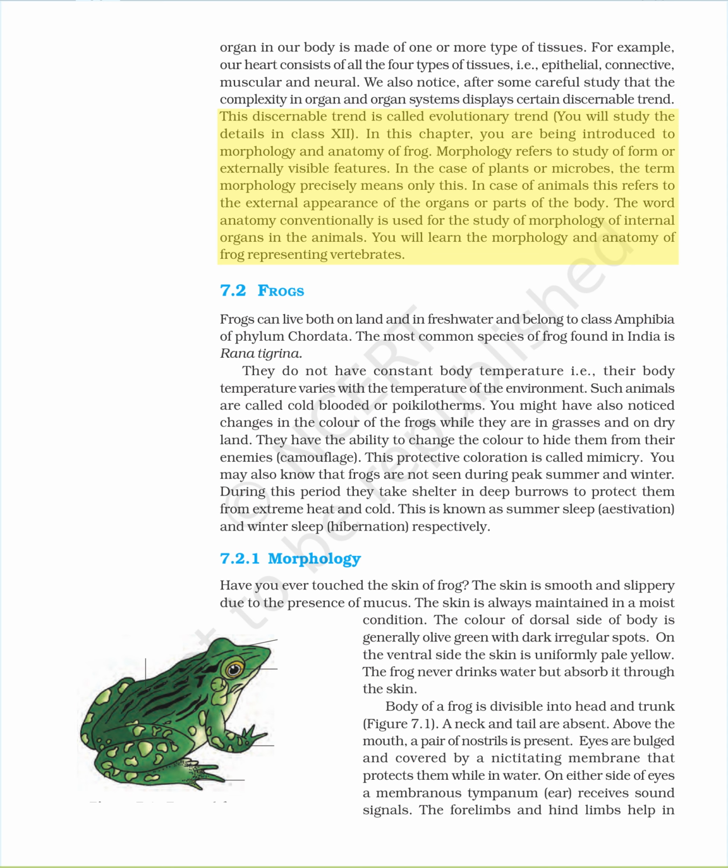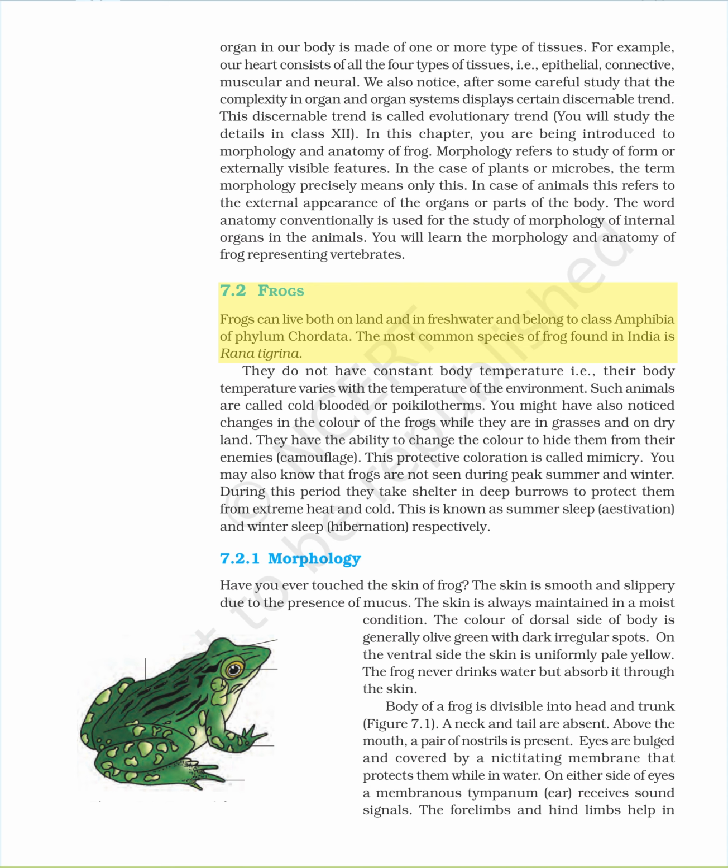In this chapter, you are being introduced to morphology and anatomy of frog. Morphology refers to study of form or externally visible features. In the case of plants or microbes, the term morphology precisely means only this. In case of animals, this refers to the external appearance of the organs or parts of the body. The word anatomy conventionally is used for the study of morphology of internal organs in the animals. You will learn the morphology and anatomy of frog representing vertebrates.